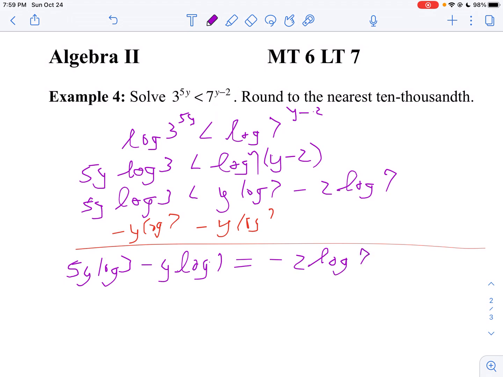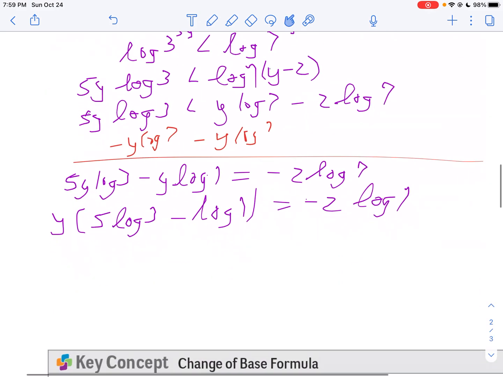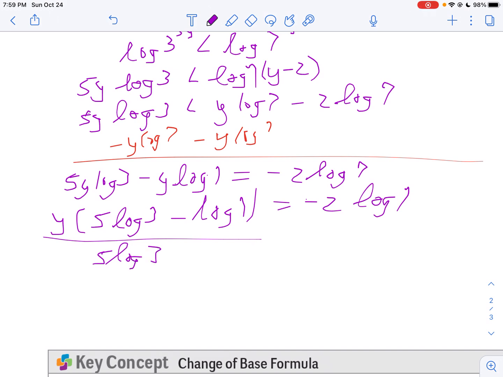Now, since I'm solving for y, I'm going to factor my y out. So I'm going to get y times 5 log 3 minus the log of 7. That equals negative 2 times the log of 7. And then to get y by itself, I'll divide both sides by the parentheses. So I'm going to divide both sides by 5 log 3 minus the log of 7.